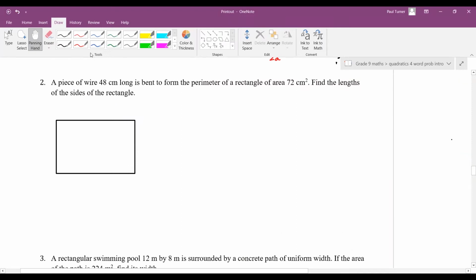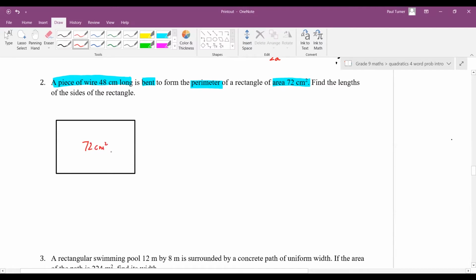So in this question 2, let's look at what we got. We've got a piece of wire. It could be a wire, it could be string or anything that you can change the shape of. That is 45 centimeters long and is bent to form the perimeter of a rectangle. So this is your rectangle here. Okay, and it says it's the perimeter of the rectangle. So you take your wire and you make a rectangle out of it. Okay, and that would be the perimeter. And the area is going to be 72.